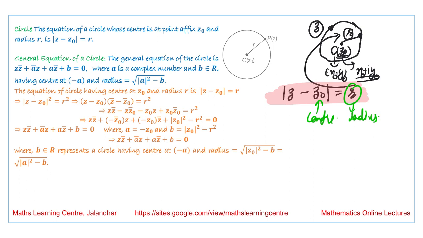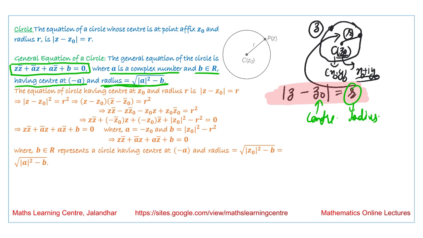And the general equation of the circle is of this form: z into z bar plus a bar z plus a z bar plus b is equal to 0, where a is a complex number, b is a real number, and it has the center at minus a, and radius is square root of mod of a square minus b.